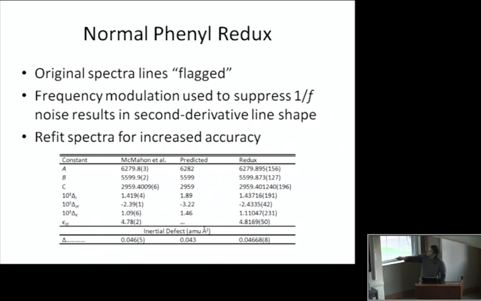Now, as I mentioned, because the instrument uses frequency modulation to suppress the 1/f noise, this results in a second derivative line shape, a second derivative of a Lorentzian line shape. And so we fit each of the lines of the spectra with this line shape in order to increase the accuracy. Shown here, you can directly compare the revisited values after the fitting with the ones that were determined just by eye. You can see we got increased accuracy, more decimal places.